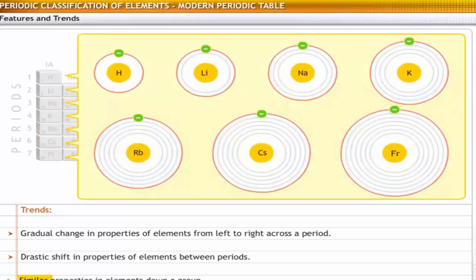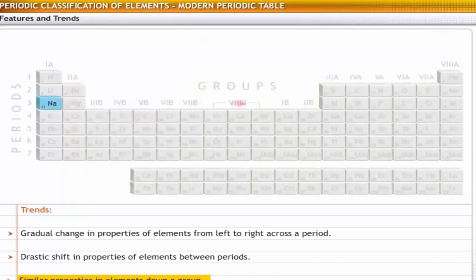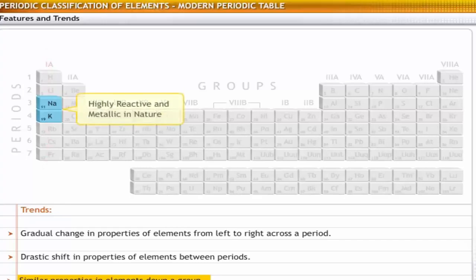Elements in a group display similar properties because they have the same number of electrons in the outer shell. For example, sodium in period 3 and potassium in period 4 belong to group 1. Both these elements are highly reactive and metallic in nature.